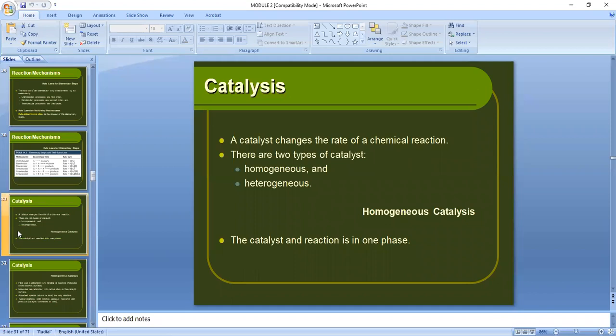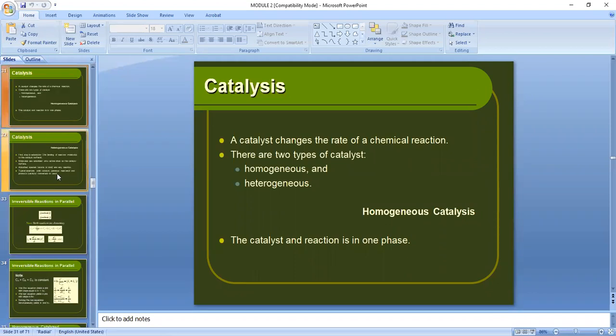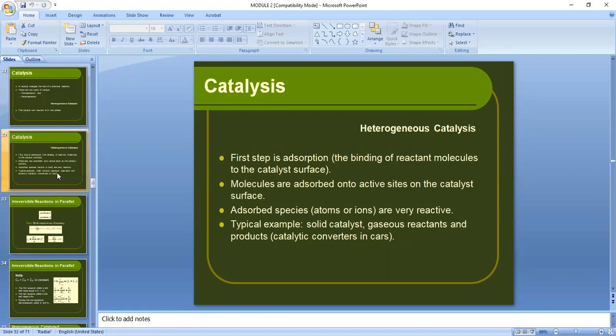I think it's already a given what heterogeneous catalysis is. When you have a heterogeneous catalysis, your catalyst is of a different phase than your system, so the two comprise what we call a heterogeneous system. The first step here is adsorption, the binding of the reactant molecules to the catalyst surface. The species that need to be reacted bind themselves on the surface of your catalyst, and molecules are adsorbed onto active sites on the catalyst surface.